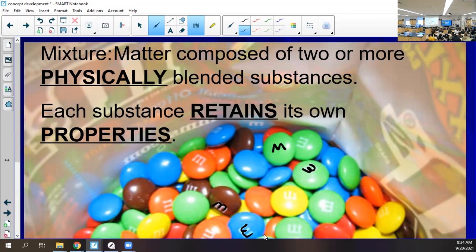Maybe trail mix again. So when you mix trail mix, the raisins don't magically become good tasting, right? They still taste like raisins. The peanuts taste like peanuts. They have their own physical properties that they retain in a mixture. That's the key to a mixture. In a compound, things change properties, but in a mixture, they do not. All right. And trail mix is physically blended.